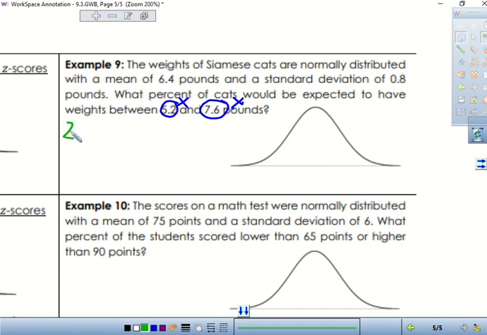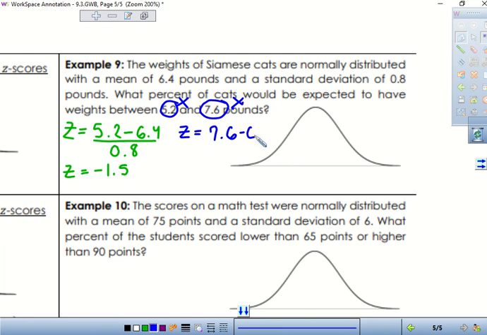So that's going to be z is equal to 5.2 and then minus my mean divided by my standard deviation. And this comes out to be negative 1.5. And then I'm going to do another calculation for this one. Z is equal to 7.6 minus my mean divided by my standard deviation. And this one comes out to be 1.2. So you do those two calculations.